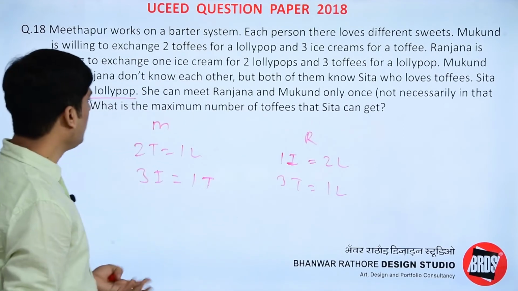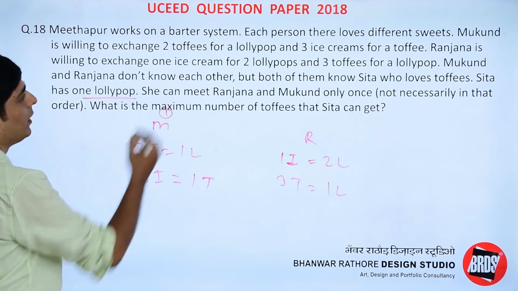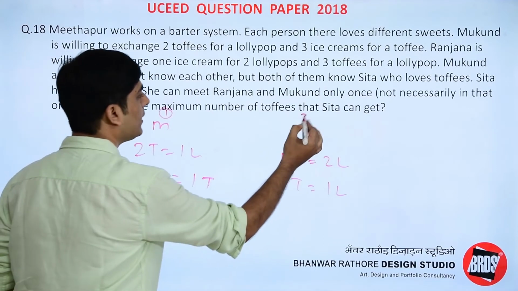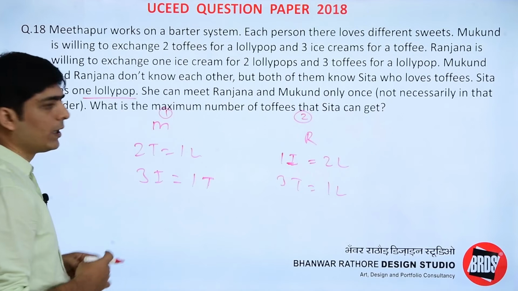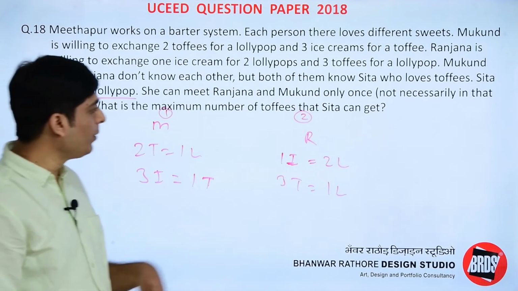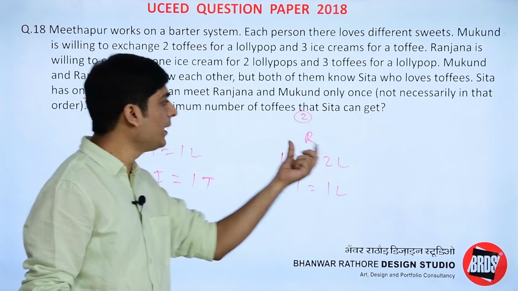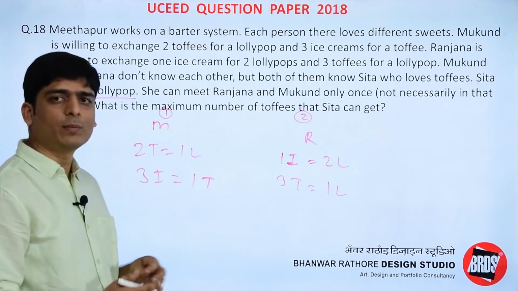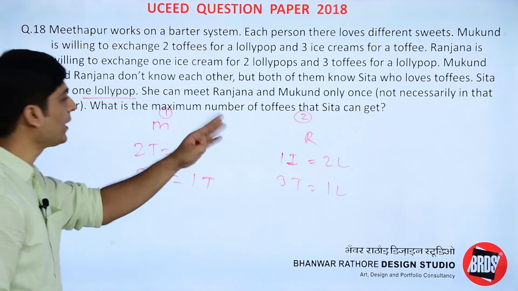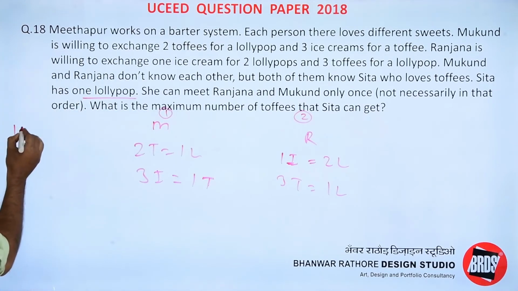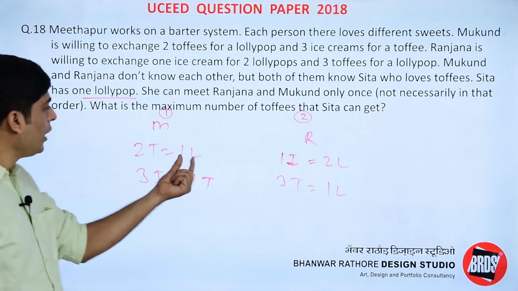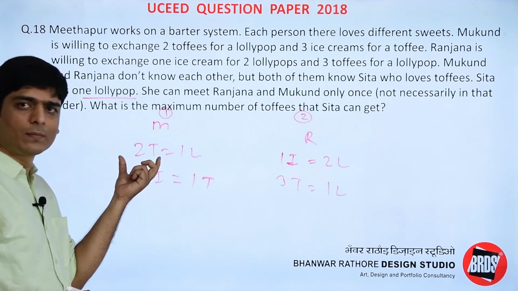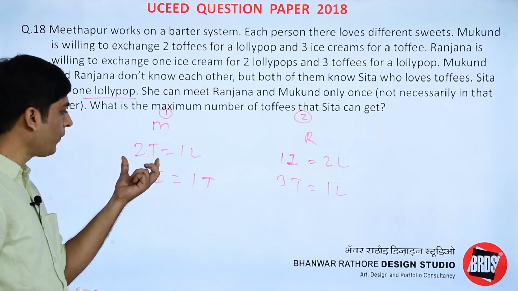So there are 2 possibilities. First she will meet Mukund, and second she will meet Rajan. And the other possibility would be first she will meet Rajan and second she will meet Mukund. Let's say the first case is first Mukund then Rajan. So she has 1 lollipop. 1 lollipop would be equal to 2 toffee.